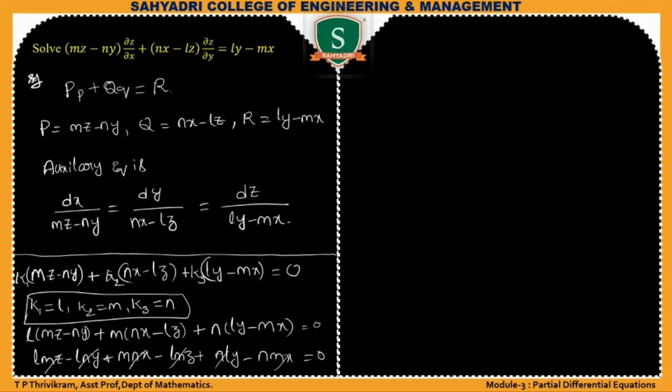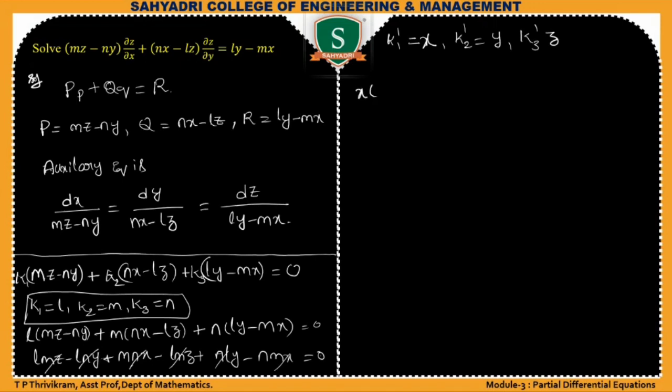Similarly, I have to select again k1 dash, k2 dash and k3 dash. Suppose instead of lmn, if I take x, k2 dash is y, k3 dash is z. Okay, what happens? Just observe.